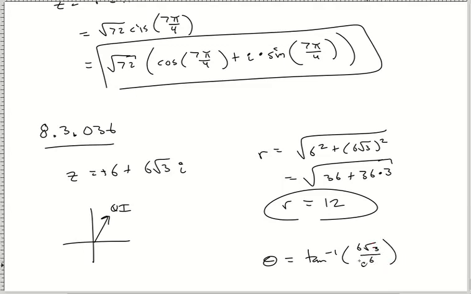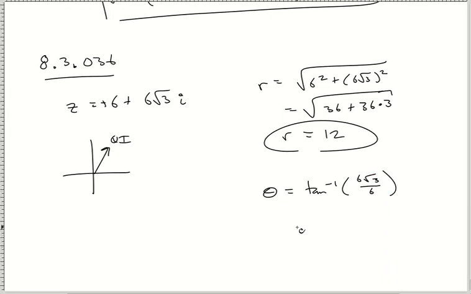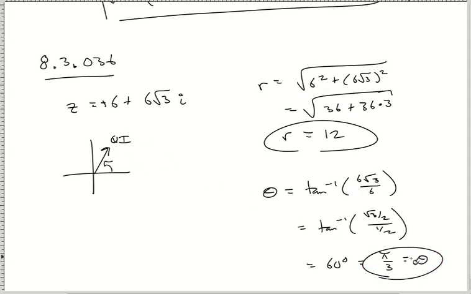Y over x. The 6's cancel, leaving square root 3, but again, we can already do this from the unit circle. Technically, if you want to know, it's square root 3 over 2 over 1/2. We've done this before as well. Y is the bigger one, x is the smaller one. It essentially ends up being 60 degrees or pi over 3. And notice that this theta, pi over 3, is in quadrant 1. And so we're good to go.